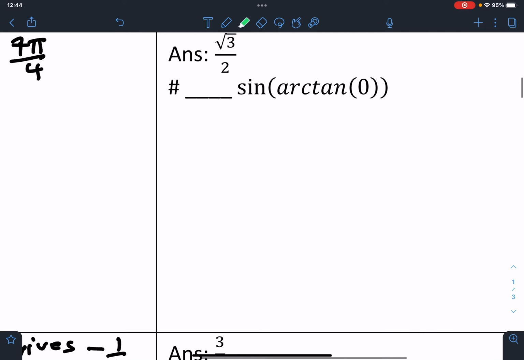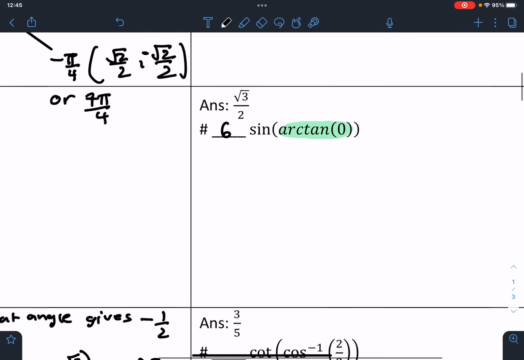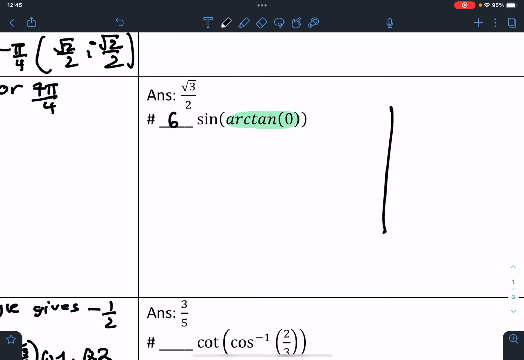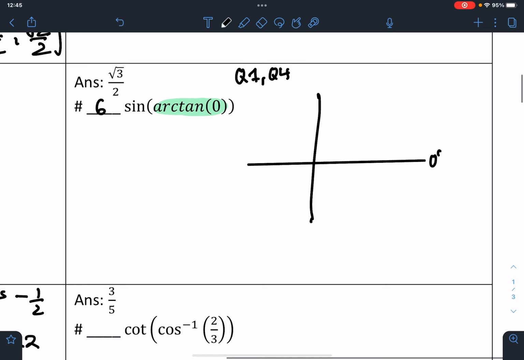All right, and now we're here. So now it gets a little bit more interesting. So now it's tangent, arc tangent of 0. So what degree gives me 0? So we think of our unit circle. Once again, tangent is restricted in quadrant 1 and quadrant 4. Sometimes it's helpful to just write these angles because I feel like sometimes we just mix them up.